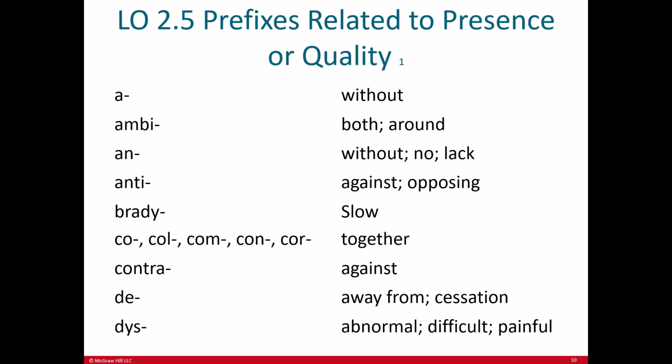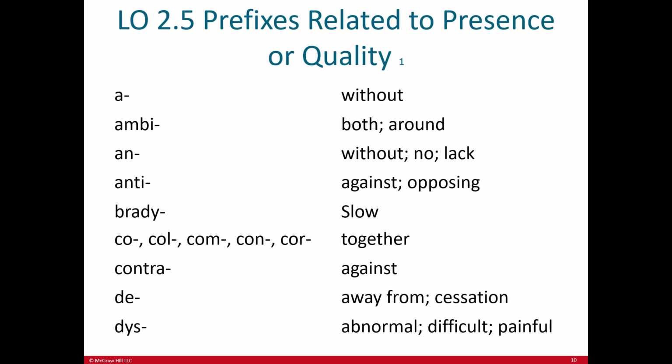Learning outcome 2.5, prefixes related to presence or quality. So first here you're going to see that we have a. Now if you look down below you also see an. I just want to bring that out because you're going to have multiple prefixes that have the same meaning. So a is without, or I like to say no, not without.